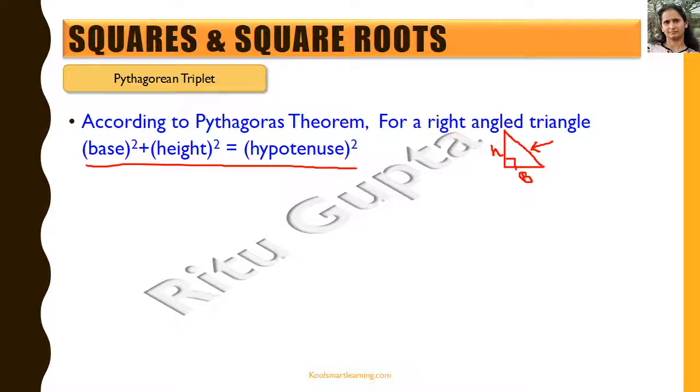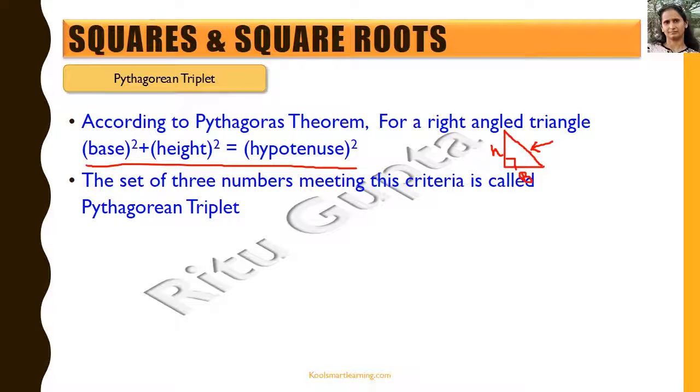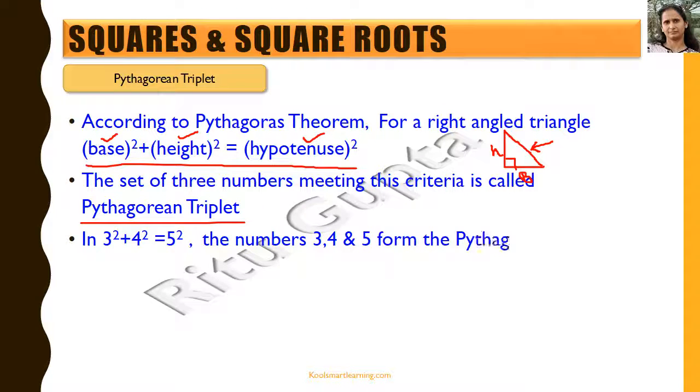Now the triplet, the set of three numbers which meet this criteria, the three numbers would be in this case base, height and hypotenuse. So the set of three numbers which meet this criteria of base square plus height square is equal to hypotenuse square is called the Pythagorean triplet. So an example would be 3, 4 and 5 is a Pythagorean triplet. Why? Because 3 square plus 4 square is equal to 5 square.